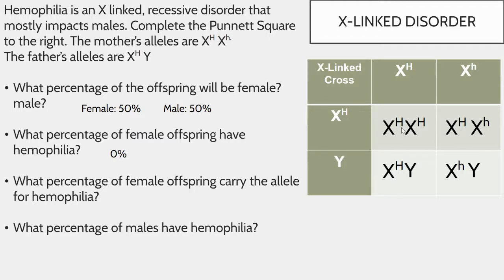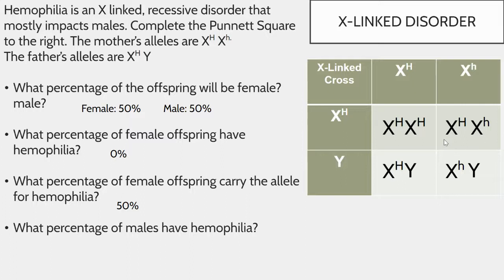What percentage of the female offspring carry the allele for hemophilia? Well, this one doesn't. This girl has big H and big H with her X chromosomes, but this girl has X big H and X little h. That means she is a carrier of hemophilia and could possibly pass it on to her own offspring. So 50% of the females, 1 out of 2, could carry the allele.